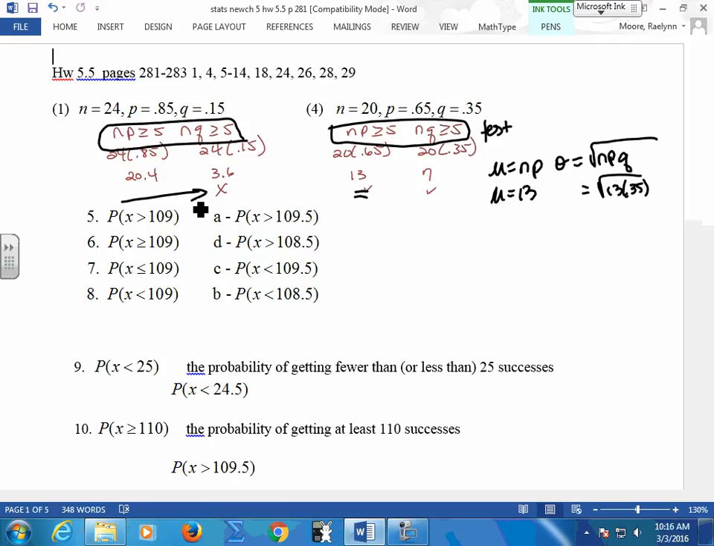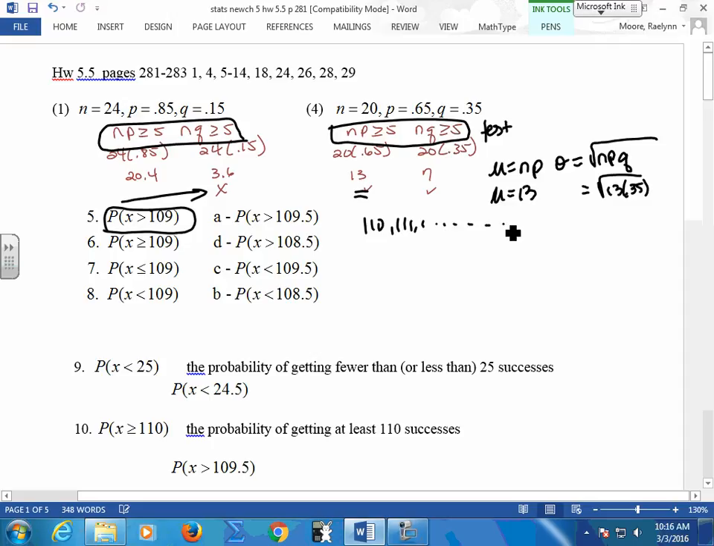Okay, then you had to match. These are corrections for continuity. So for you guys that weren't here yesterday, for instance, from this, we say if x is greater than 109, what's the first number that I'm going to count? Well, I have to say greater than 109. Well, not yet. Give me a whole number. 110. Then 111. And so on, all the way up, right?